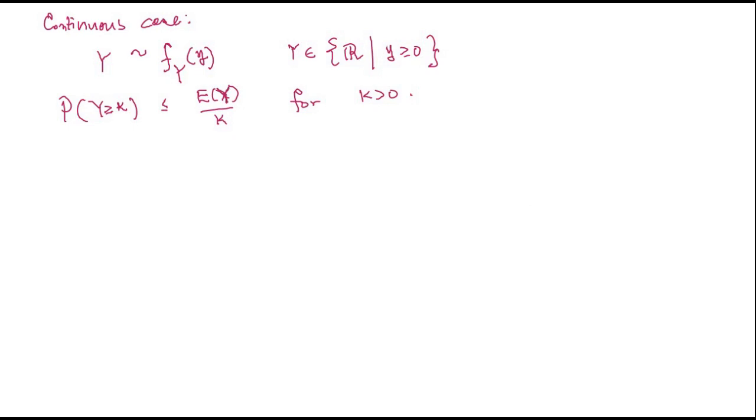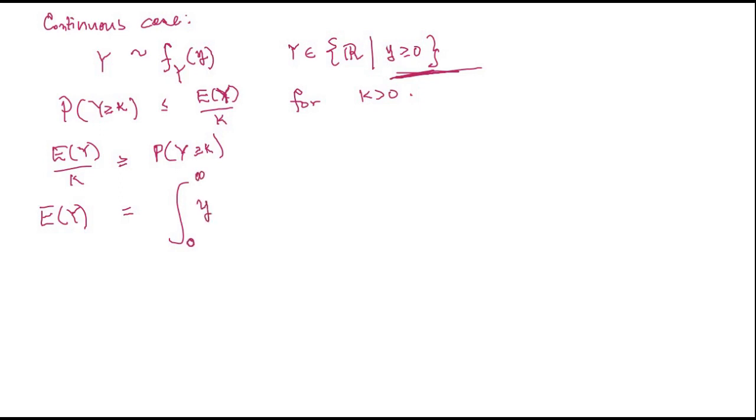To prove this, I'm going to start with the right-hand side. I'm going to show the right-hand side is greater than or equal to the left-hand side. The right-hand side has the expectation in the numerator. So the expected value of y for a continuous random variable is the integral, and this is a non-negative continuous random variable. So the integral from 0 to infinity of y times f of y dy. And I'm just going to plot a probability density function of a non-negative random variable y, just to make sure we have a visual representation as we go through the proof.